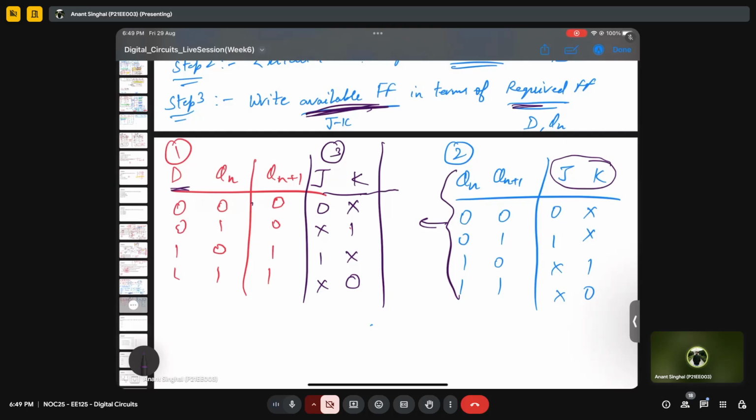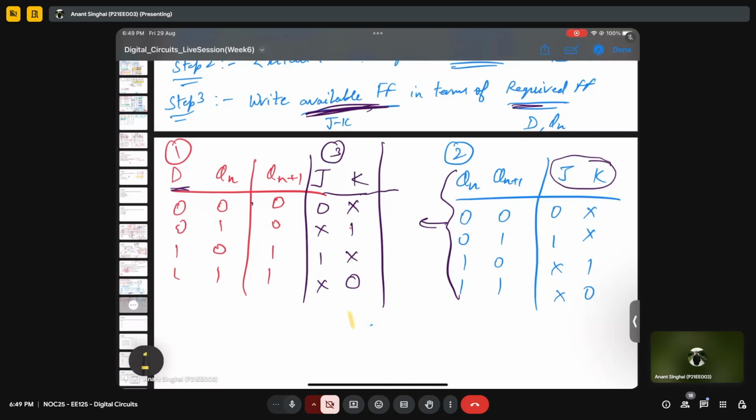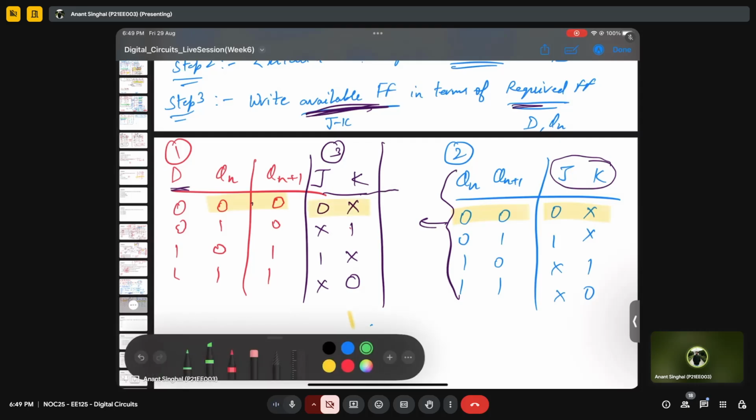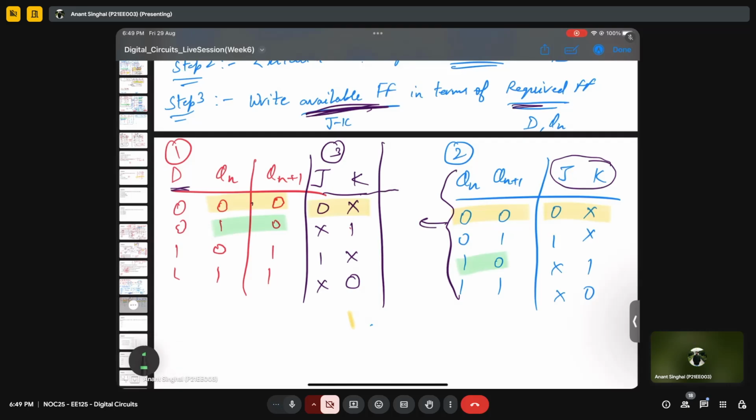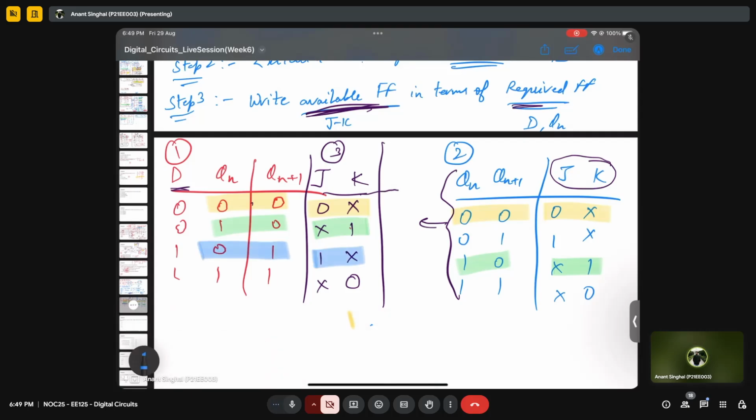3 1 3. Okay, so the step 3 is basically I've used this characteristic table. So when Qn and Qn plus 1 are 0, 0, we know that JK is 0x. So when Qn and Qn plus 1 is 0, 0, I've written 0x. Similarly, when it is 1, 0, which is this case, it is x1. So I've written x1. Like that, I followed it. When it is 0, 1, it is 1x. And similarly for the last.